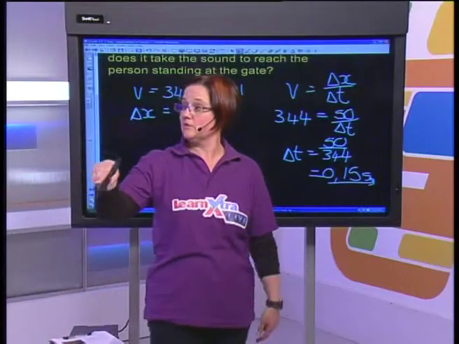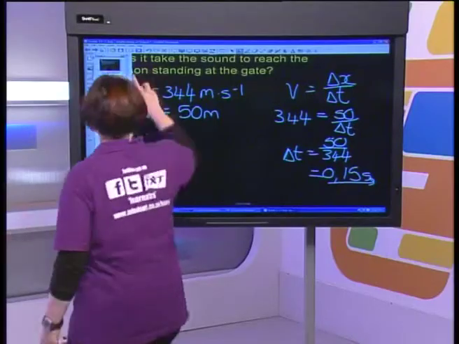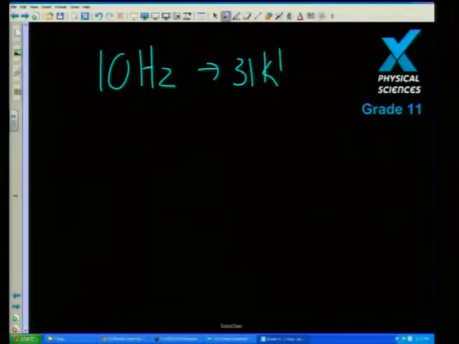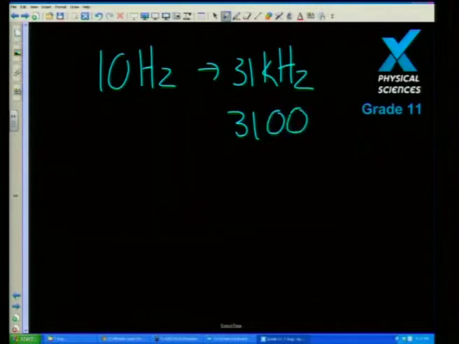Have you managed to find out what frequency it is? Yes, we found out that the frequency of whales ranges between 10 hertz and 31 kilohertz. Let me just write this. I'm fascinated by this. I love sound, I'm a musician, so this is very cool. So it goes from 10 hertz to about 31 kilohertz. Now, 31 kilohertz means that's 31,000 hertz.